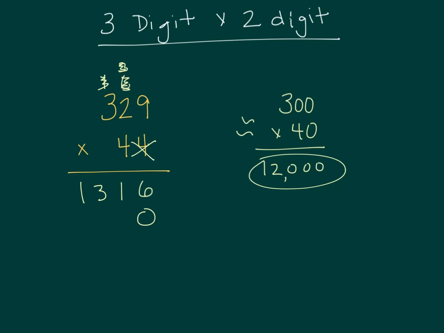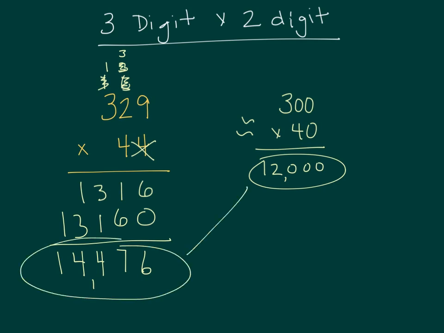Notice how everything is lined up nicely. Next up, we go through the same process. 3 times 9 is 36. Carry the 3, bring down the 6. 4 times 2 is 8, plus 3 up top is 11. Carry the 1, bring down the 1. And 4 times 3 is 12, plus the 1 is 13. I add everything up nicely. Came to the answer of 14,476. It is a little bit above our estimate, but pretty close.